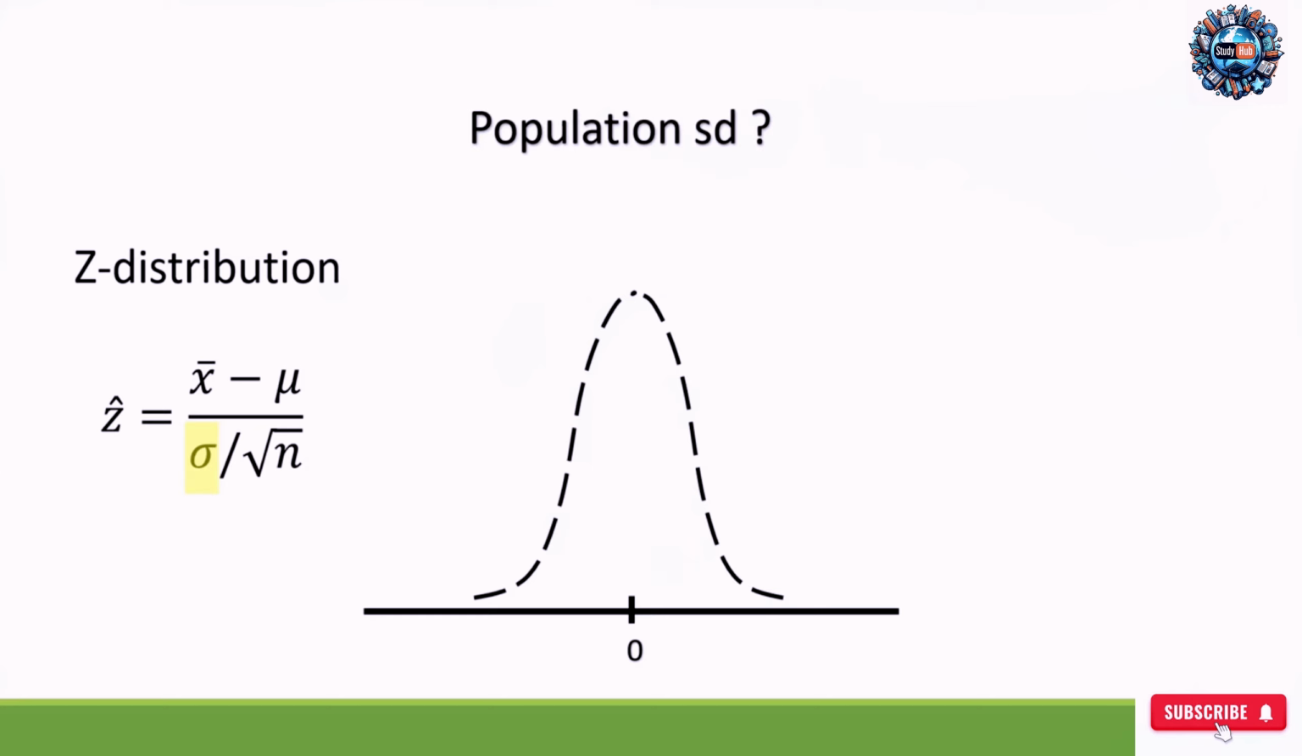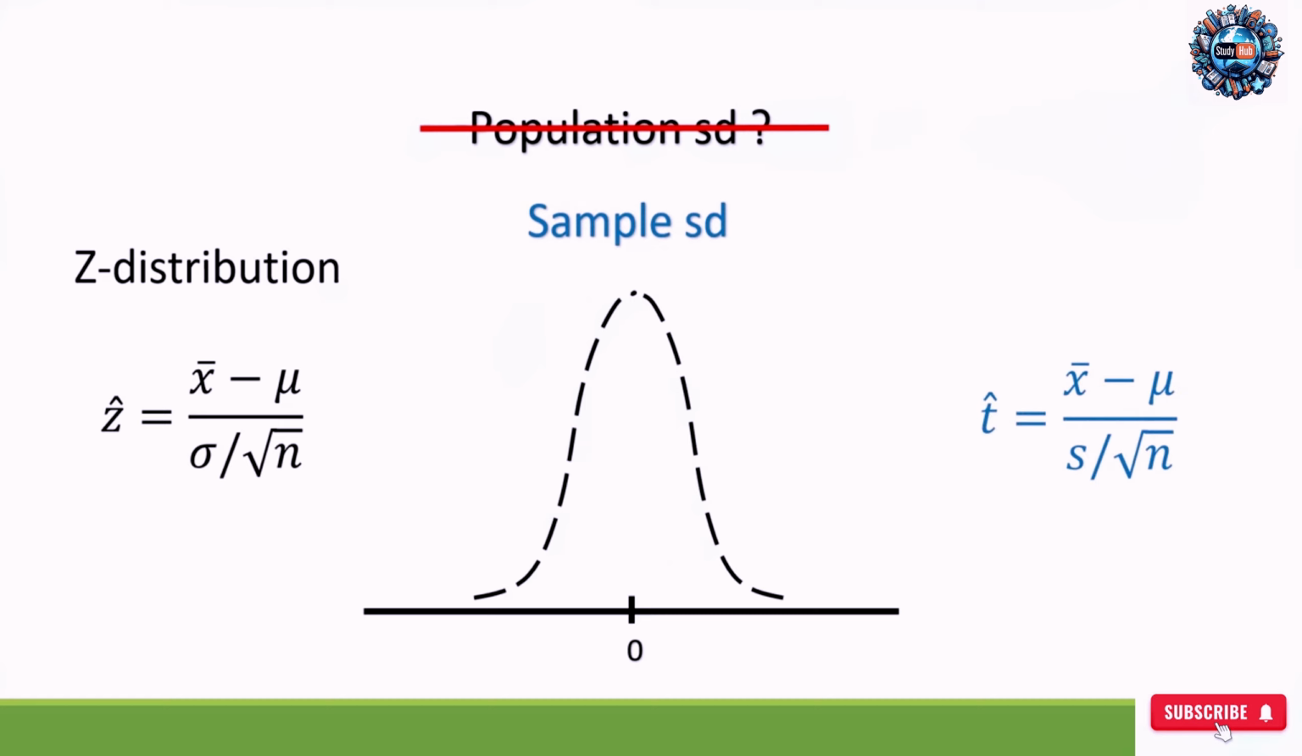But in most situations, the population standard deviation is not known. Then we can replace the population standard deviation with the sample standard deviation. Then this new term, denoted as t hat, has a new distribution, the t distribution. Similar to the z distribution, t is symmetric with respect to zero and bell-shaped. The difference lies in the tails. The t distribution has fatter tails, which implies t has a higher chance to take values in the two tails.